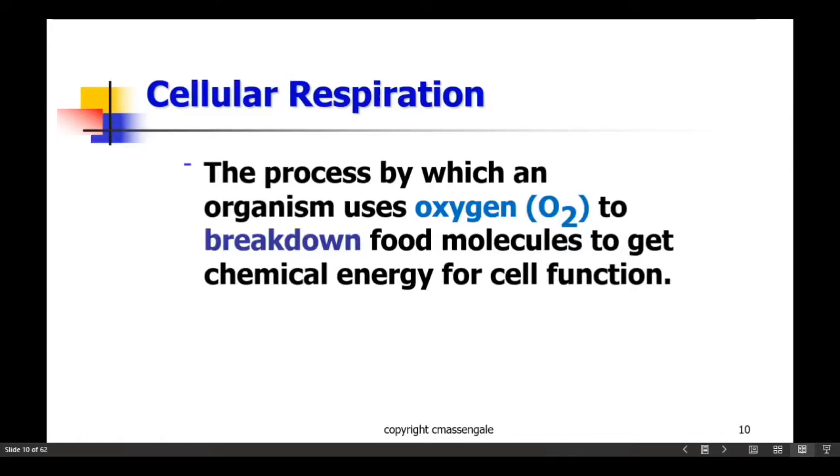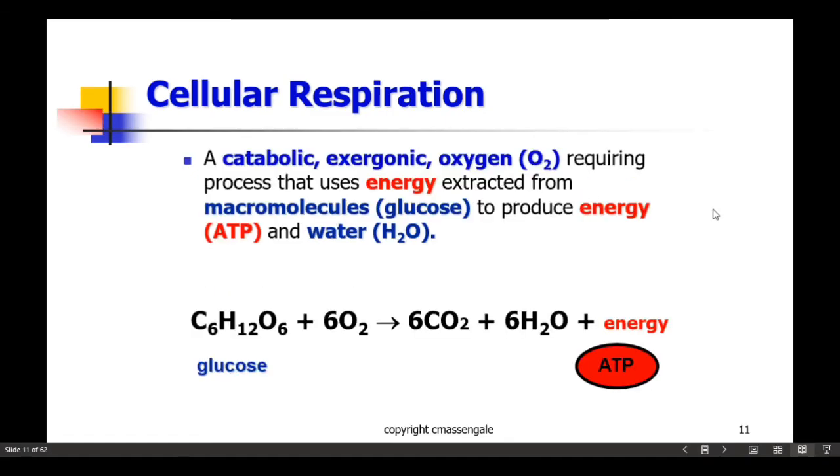Now, cellular respiration is the process by which an organism uses oxygen to break down food molecules to get the chemical energy in the form of ATP for cellular functions. So, this means that cellular respiration is a catabolic process because it breaks down large molecules into smaller ones. Also, this process is exergonic because it releases energy in the process.